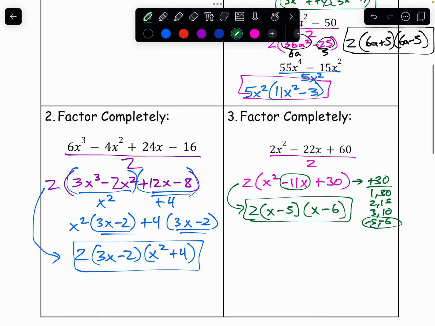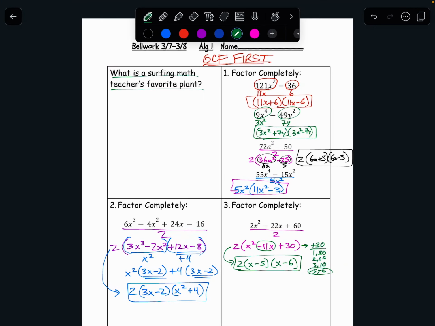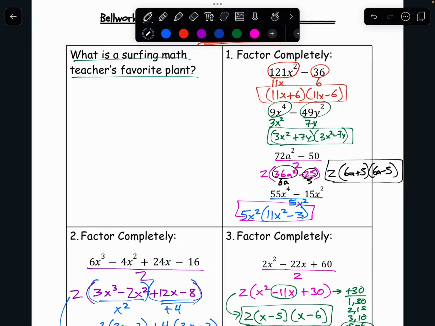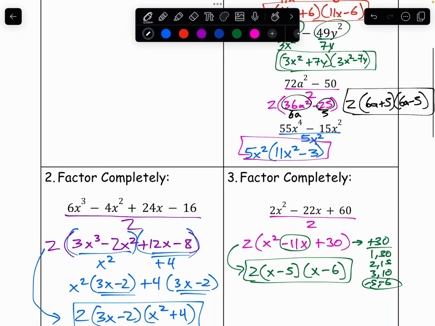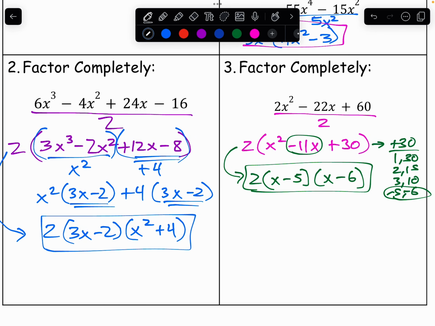Okay? So that's our Bellwork. Hopefully that helps with the quiz. And before we go, the joke. Sorry, I went kind of quick. So hopefully those two made sense if you need to finish up anything there.